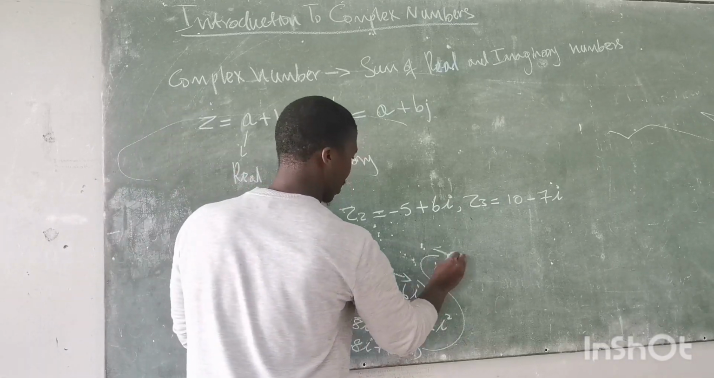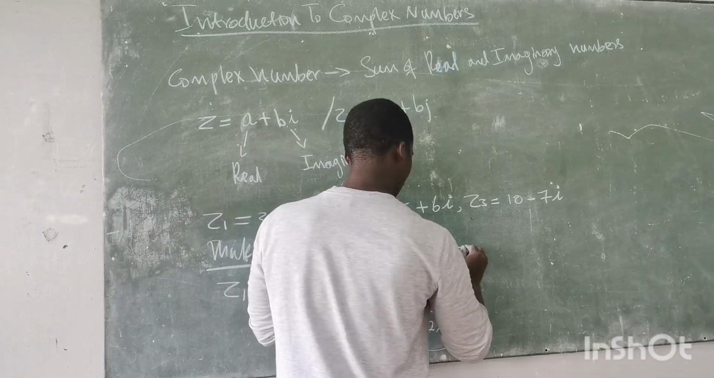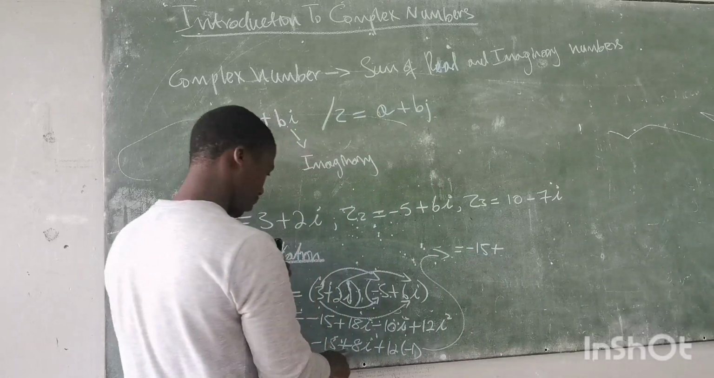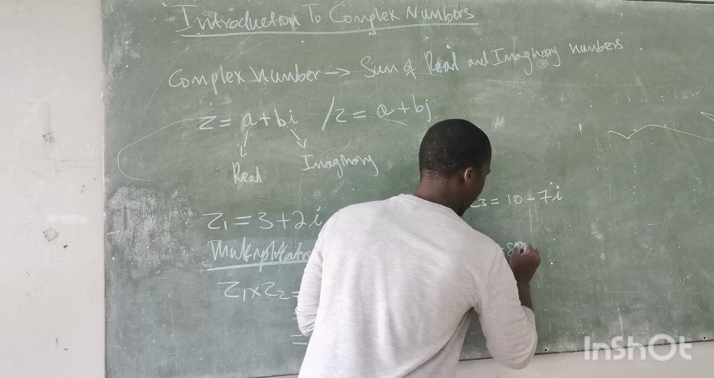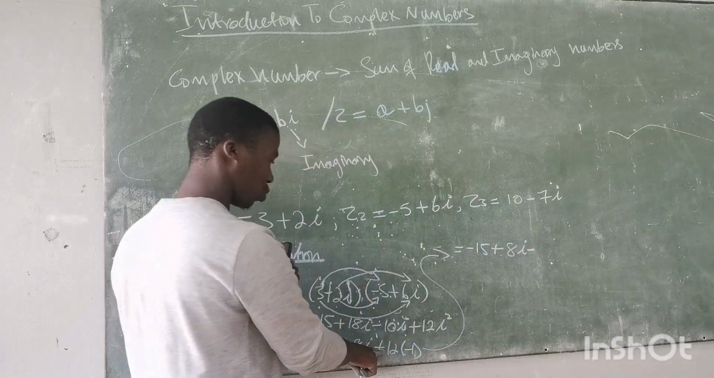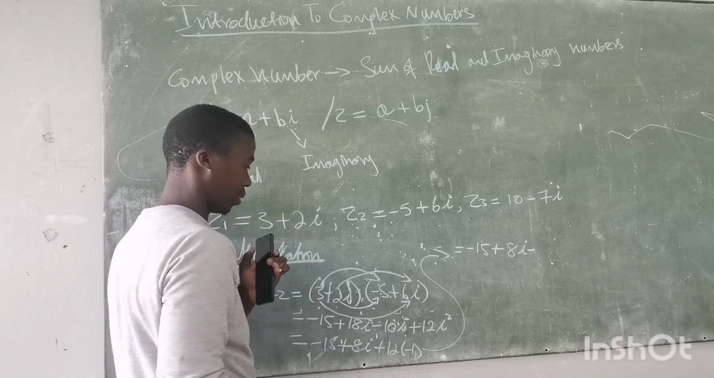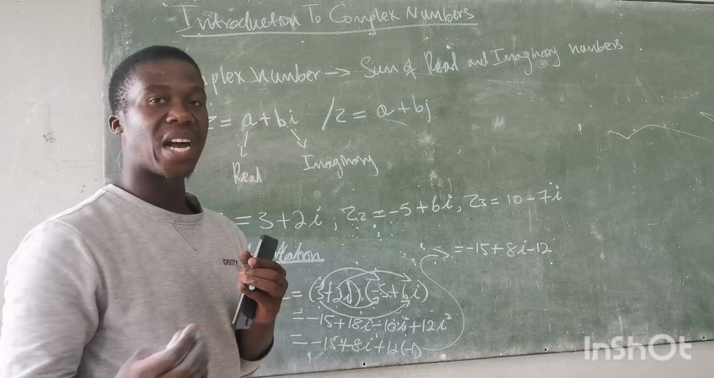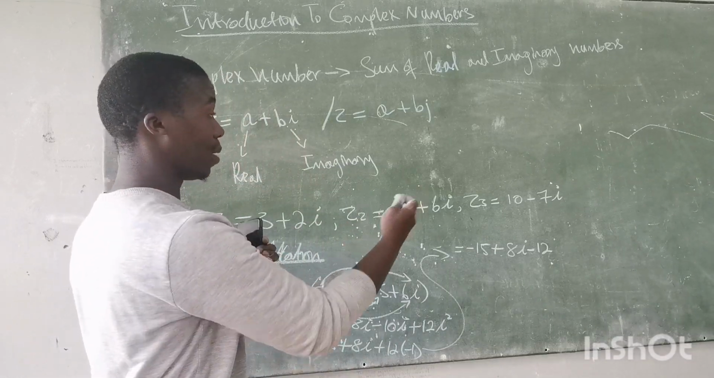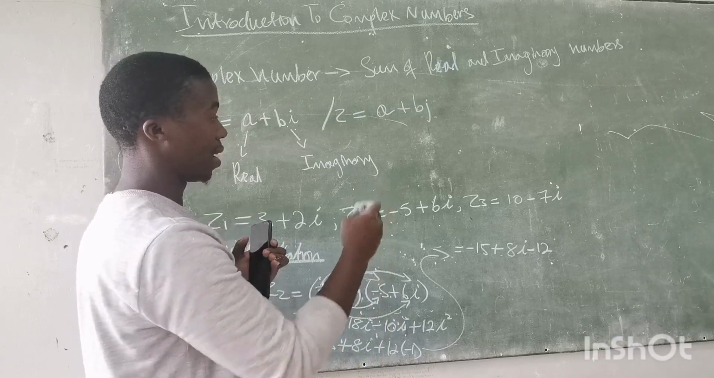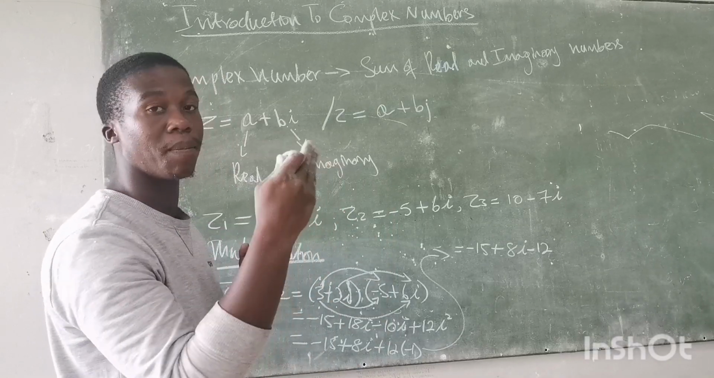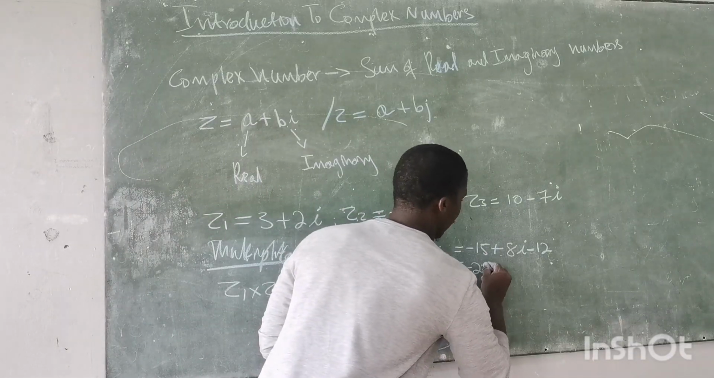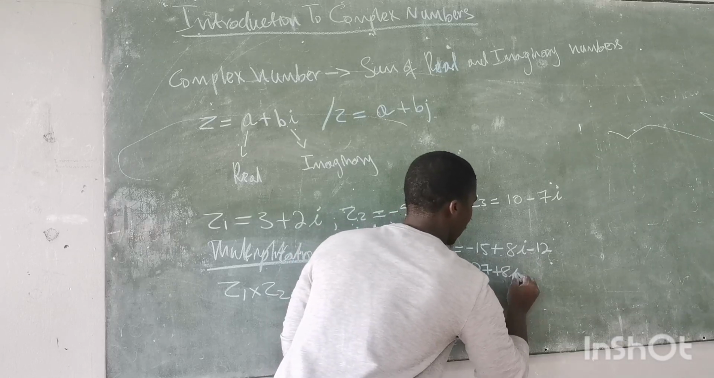So if we continue further with our simplification, we're going to have negative 15 plus 8i, remember, minus, because positive 12 times negative 1 is going to give us negative. So we have minus 12. So negative 15 minus 12. You see, we are still able to collect like terms, which is minus 15 and minus 12. Minus 15 and minus 12 are our real parts, or real numbers. So you're going to end up having negative 27 plus 8i.